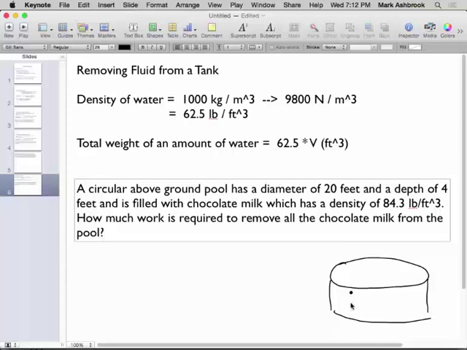Okay, so again, x is going to be down from the top. So why do we need an integral for this? Why can't we just do work equals force times distance? Because the mass changes as you take it out. Nope, not quite. So we know work equals force times distance. So what's different?